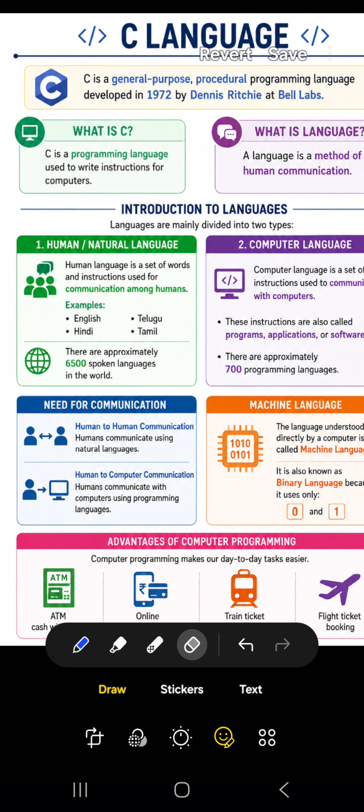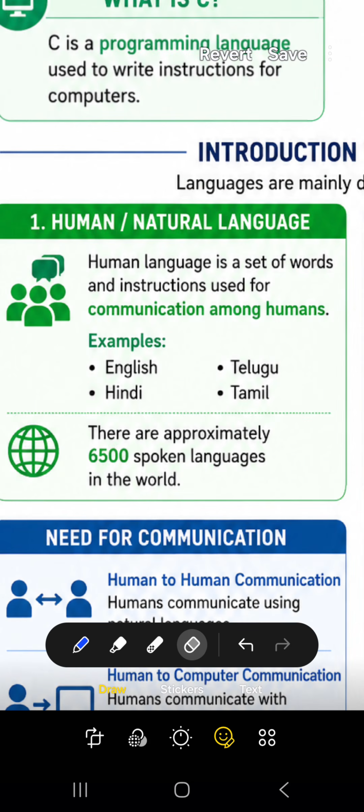Firstly, human or natural language is nothing but a set of words and instructions which is used for human communication. That is, if you want to communicate with another person, then you have to communicate via a language, right? Either English or Telugu, as we have discussed. And in total, there are about 6,500 spoken languages in the world. This is all about human or natural language.